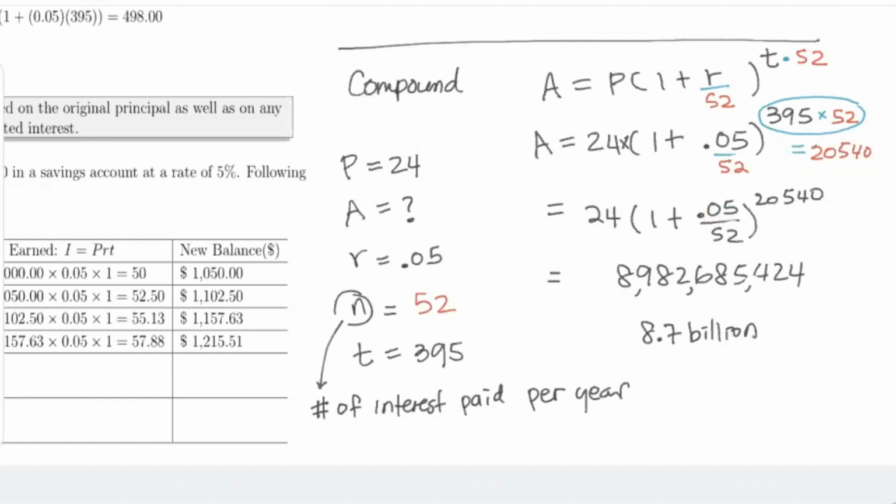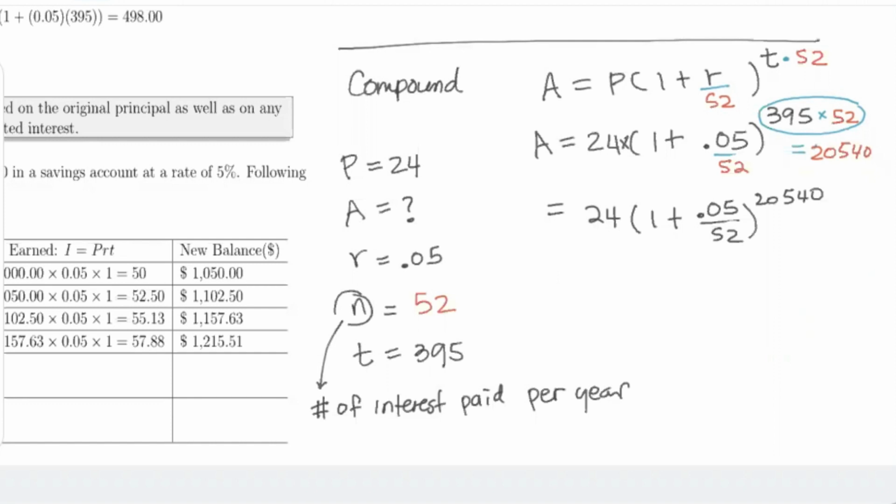8, 9, 8, 2, 6, 8, 5, 4, 2, 4. This is 8.9 billion. Okay, Professor, can you show us in the calculator again? Because I don't know how she got that. Okay, so do you have this formula? So you type here. Okay, let's type it. You type 24.